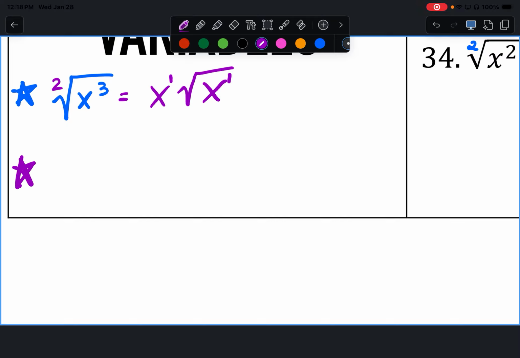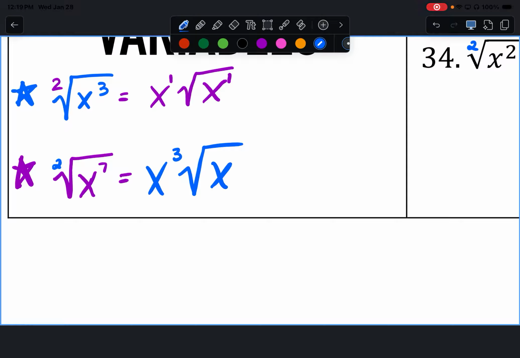If we look at the square root of x to the 7th, is 7 divisible by 2? No. But how many times can 2 go into 7? 3. And how many would be left over? That's all we are doing when we're dealing with exponents. We just see how many times it goes into it, and then what's left over. And we'll see some of those when we look at cubes.